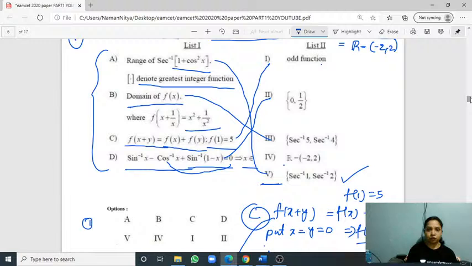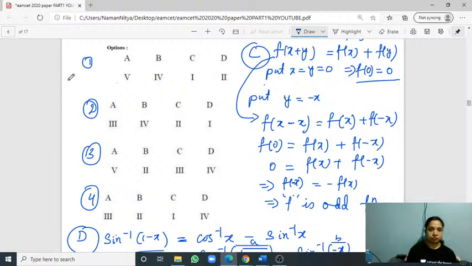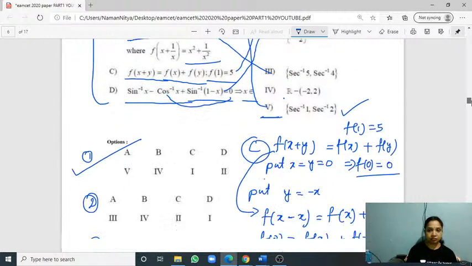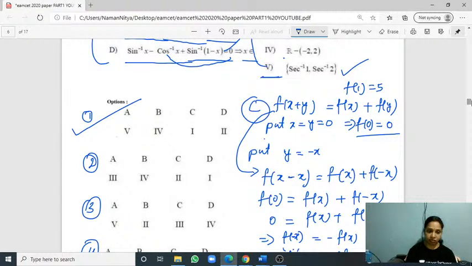So what is the correct option in this case? A is going to fifth, B is going to fourth, C is first, and D is second one. So the first option is the correct option.